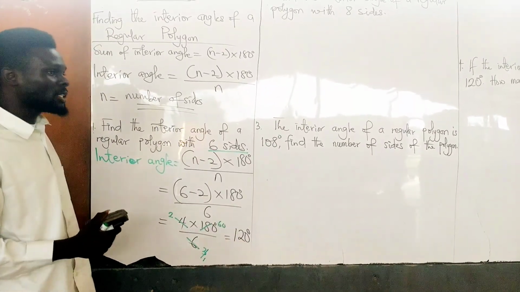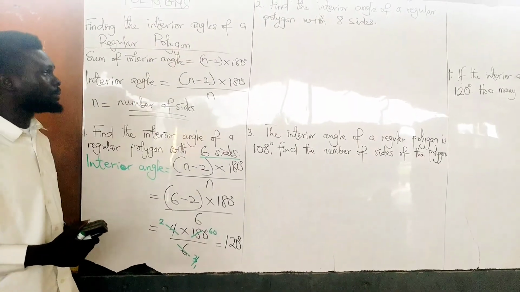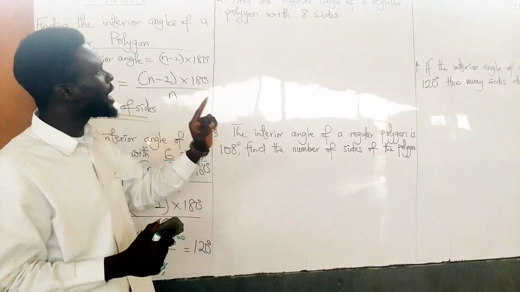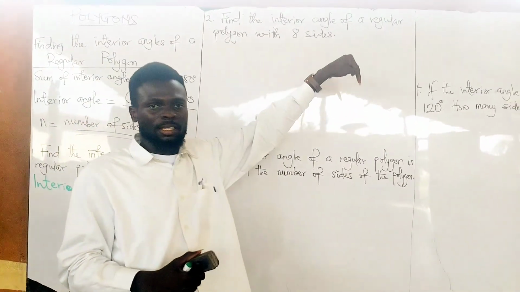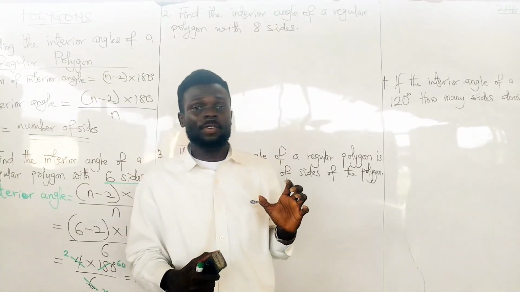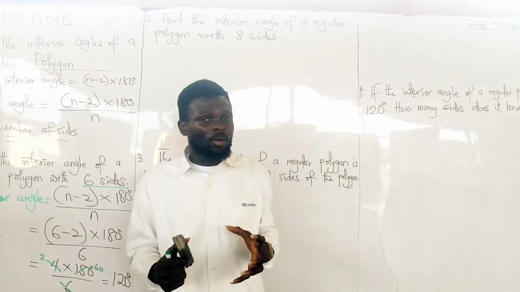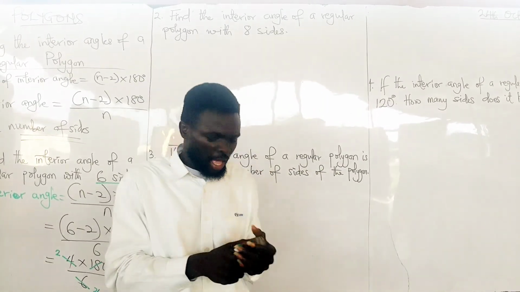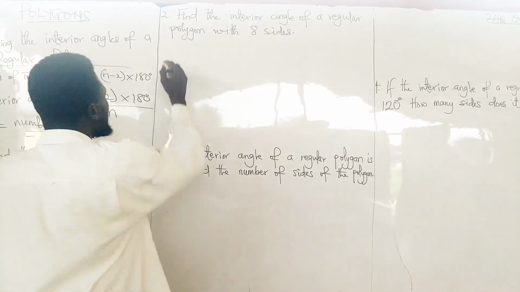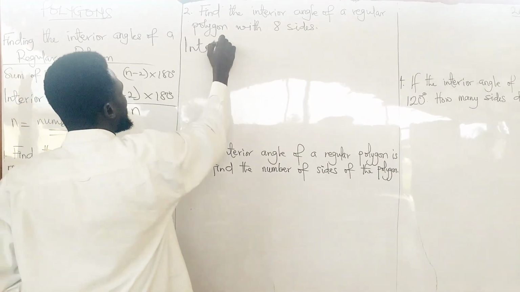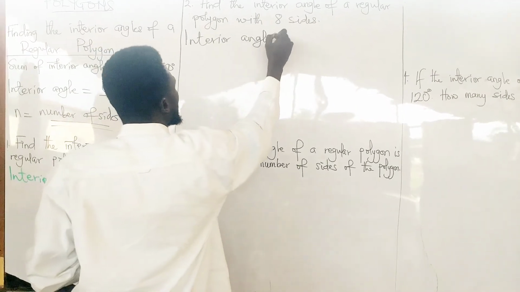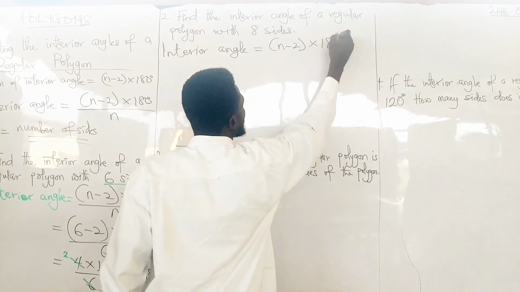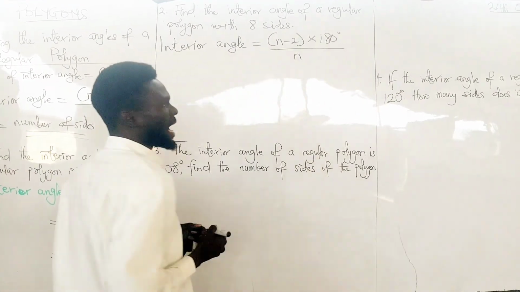Good. Now let's look at the next example. We have to find the interior angle of a regular polygon with 8 sides. This time the sides have been given as 8. But what are we finding? We are calculating the interior angle. And we know that the interior angle of a regular polygon is given by the sum of the interior angles divided by the number of sides.